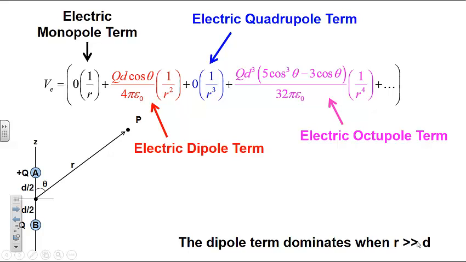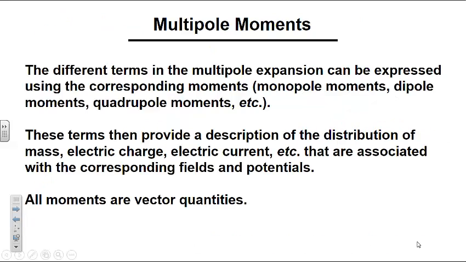The leading non-zero term is the dipole term, and this dipole term dominates when the distance r to the position P is much, much larger than the distance d between the two charges. For this reason, the system is commonly referred to as an electric dipole. Each term in the multipole expansion is frequently expressed in terms of the corresponding moment: monopole moment, dipole moment, etc. These moments are vector quantities and provide a description of the associated distribution of mass, electric charge, or electric current.